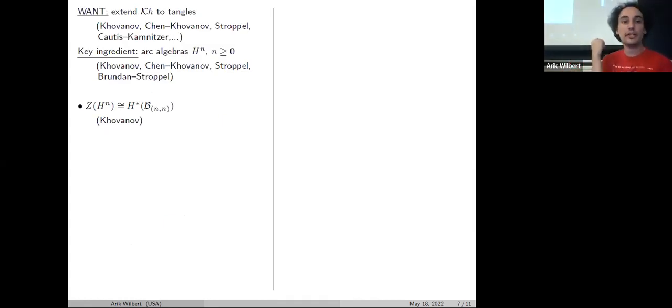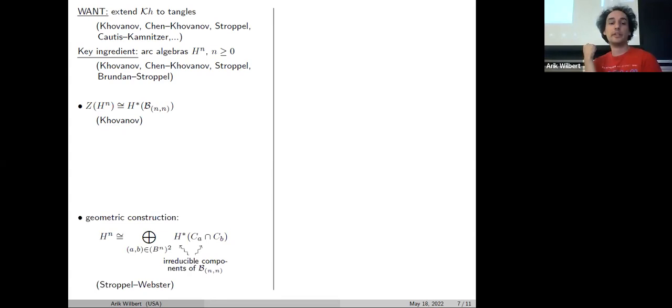Okay, then let's go back to this. The center of this arc algebra is actually the cohomology ring of a very special Springer fiber, the one with 2 Jordan blocks of equal size. And here's an interesting generalization of this result, which was done by Catharina Stroppel and Ben Webster. They extended this result and geometrically constructed the entire arc algebra using irreducible components of these Springer fibers. These Springer fibers are very interesting algebraic varieties. They're not smooth in general.